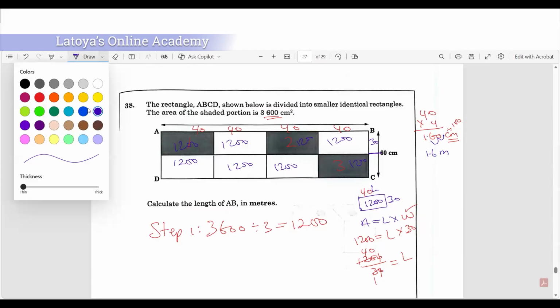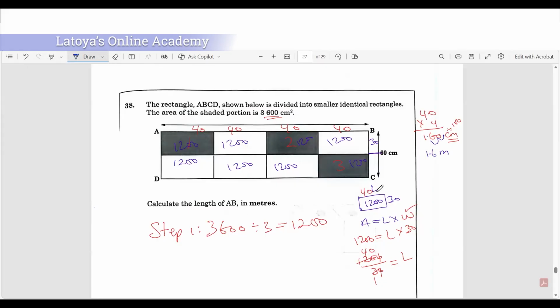Another way we could work out this question is, if we know the area of one rectangle, then we can work out the area of all of the rectangles we have here. And how many do we have? 2, 4, 6, 8. If we know the area of one, we can work out the area of all. So for step 2, in our second method, we can work out the area for the 8. So we can multiply 1200 by 8. You will get 9,600 centimeters square.